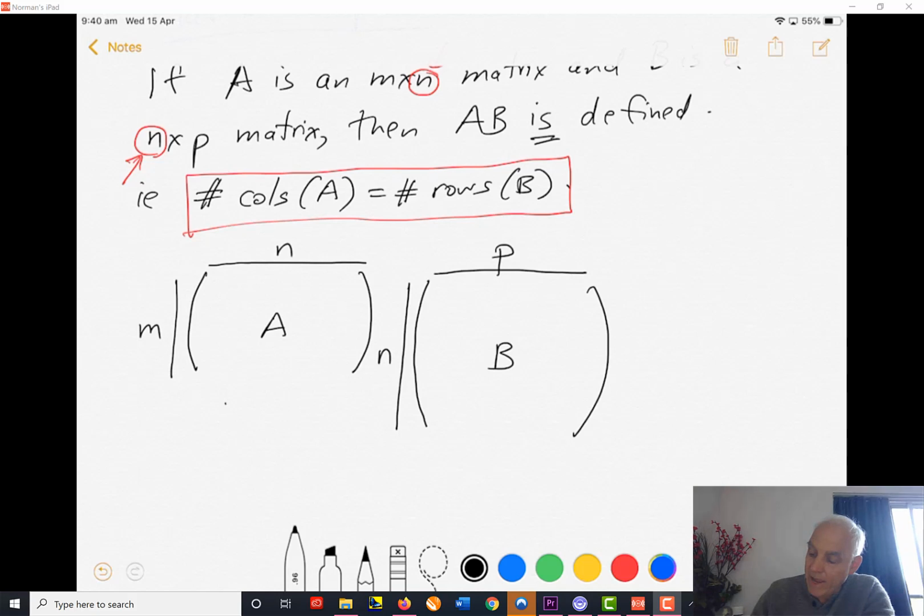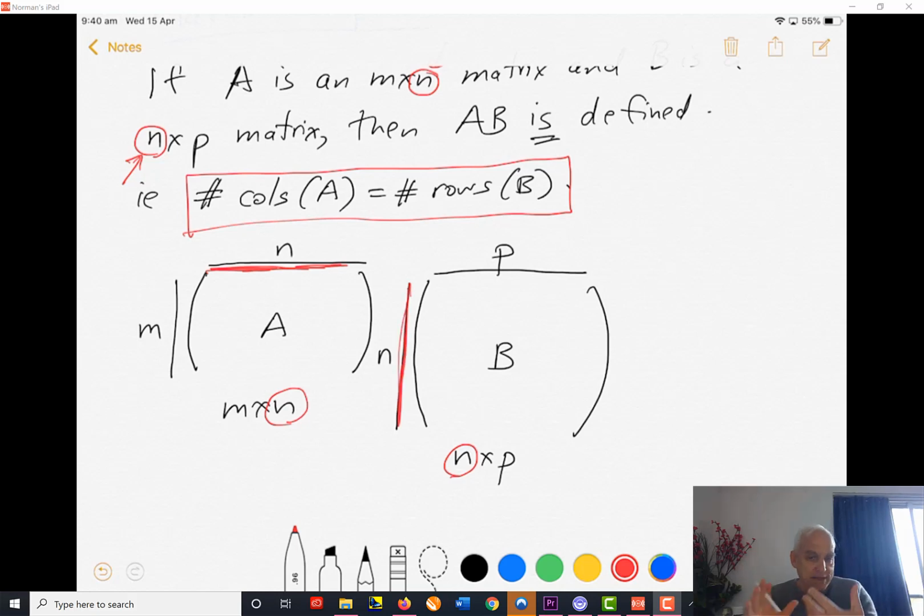All right? So here we have an m by n matrix, m rows, n columns. And here we have an n by p matrix, n rows and p columns. And as before, this number and this number agree. Geometrically that means that this width here is the same as this height. So that's at the level of what they actually look like on the page. Okay, so if that condition is satisfied, then you can take the product.